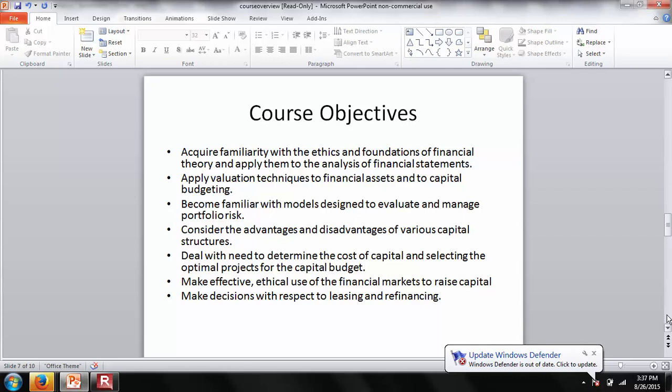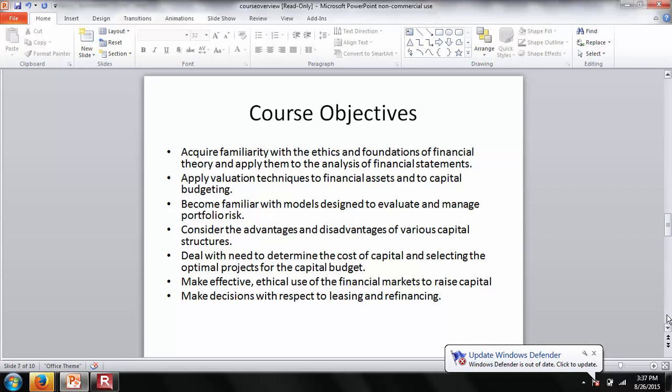That is the advantage of debt versus the disadvantage of debt. We'll also talk about the need to determine the cost of capital and selecting the optimal projects for the capital budget. So chapters 9 and 10, that talks about capital budgeting.